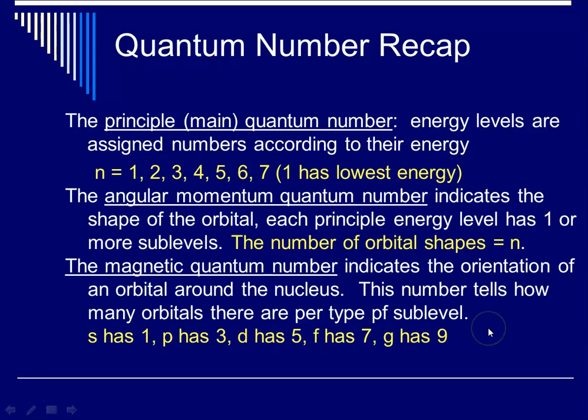Then the next quantum number that we talked about was the magnetic quantum number, and that really indicates the orientation of a particular orbital around the nucleus. So what that number tells you is how many orbitals there are per type of sublevel, where S has 1, P has 3, D has 5, F has 7, and G has 9.